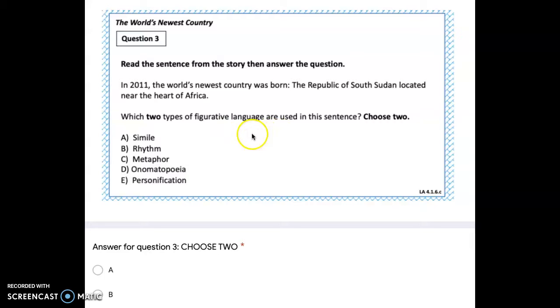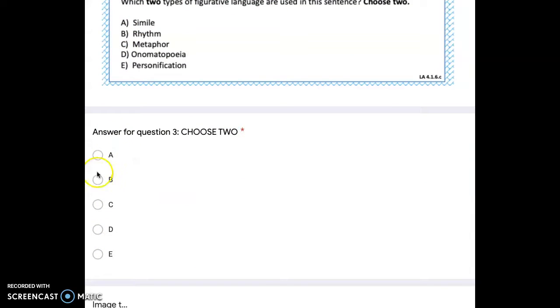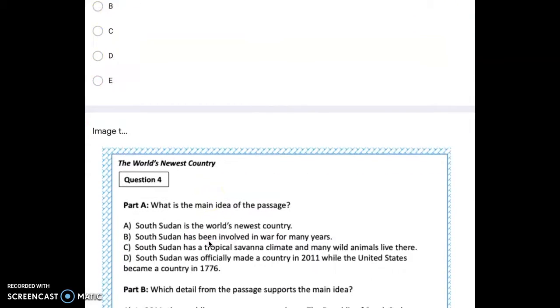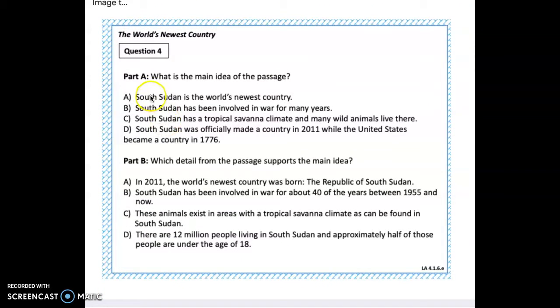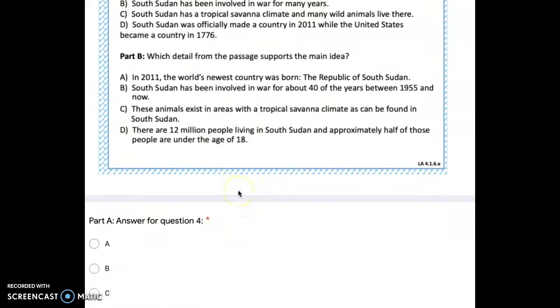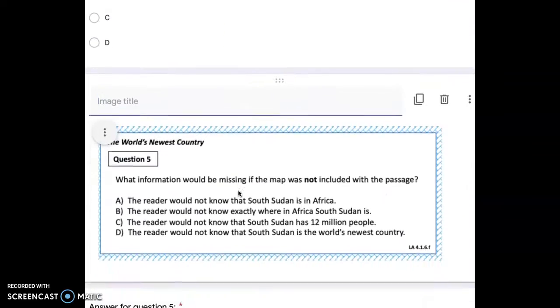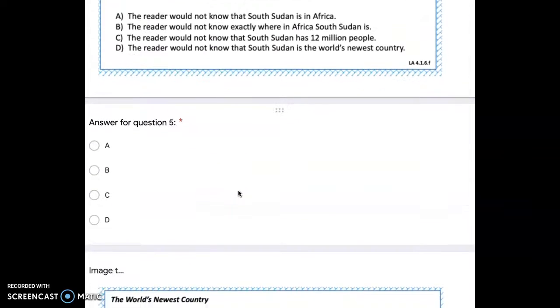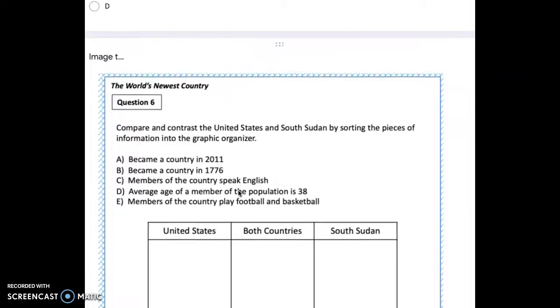Figurative language, choose 2. So make sure you choose 2 of them. Here you have a part A and a part B. Go back to the passage if you need to for the main idea and then what detail supports that main idea. So you will have a part A and a part B. And question 5 and question 6.